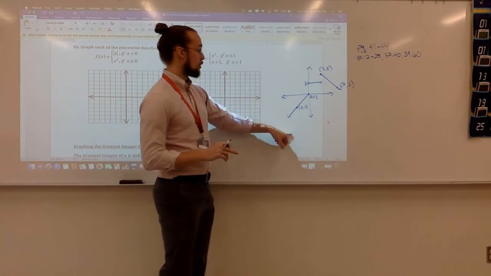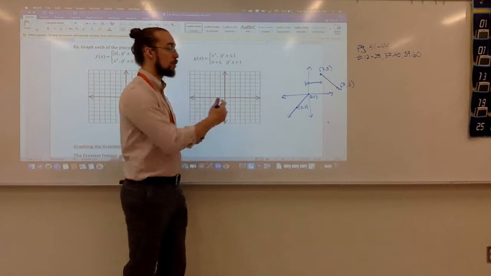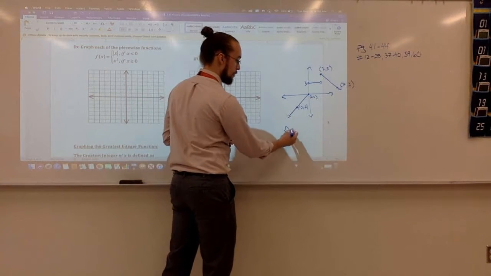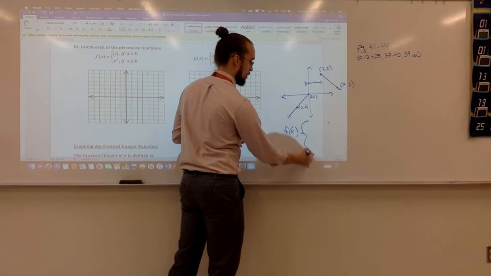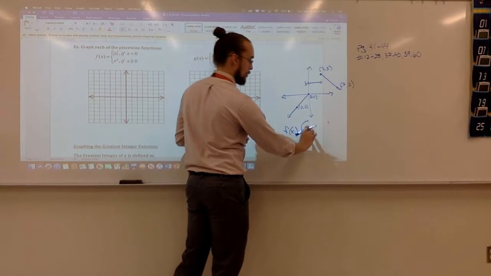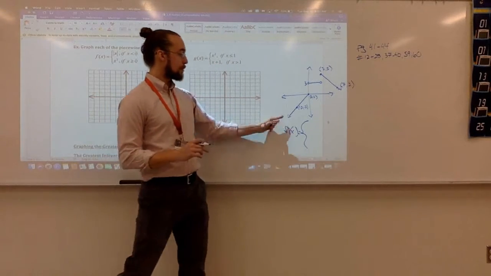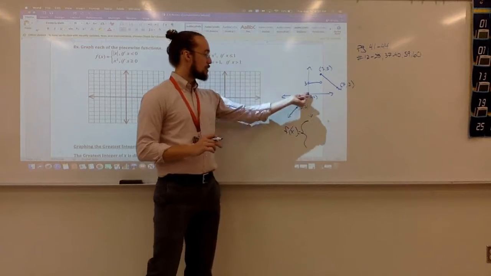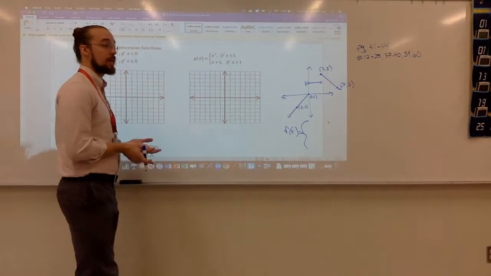So let's go piece by piece, right? We want to figure out the function for all 3 pieces, so I'm going to end up with something that looks like this, where I've got three pieces. f of x equals this. So the first piece, what is this function? Just x. How did we get that?